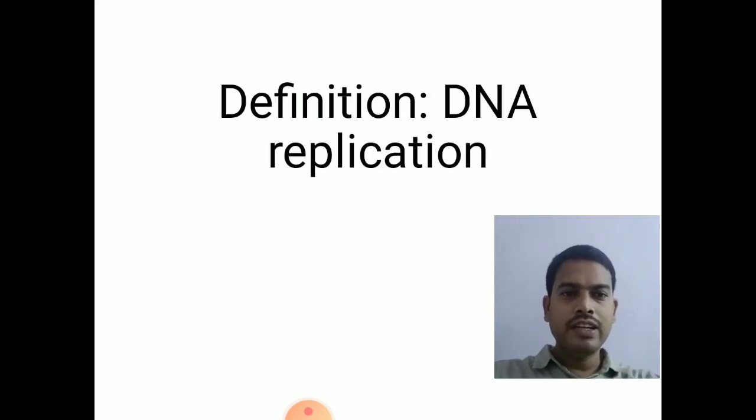While coming to the definition of DNA replication, DNA replication is the property of the DNA to make an exact copy of itself. That is, the DNA will make an exact copy of itself by a process called replication.